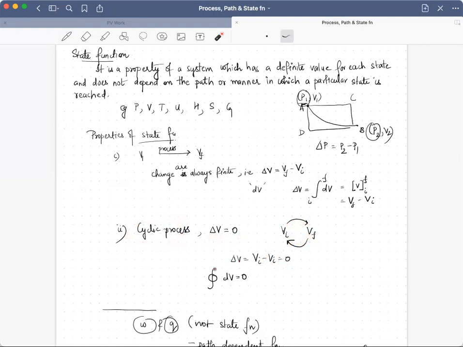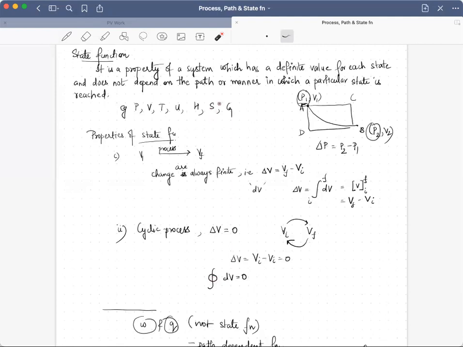In integration, we represent the cyclic process simply as an integration with a circle symbol. If you are talking about a cyclic process, you simply write the integration circle with the state function. Here we are using volume as the state function, but you can have any other, like pressure also. Any state function, when you do the integration over a cyclic process, its value would always come out to be 0. So these are the two important properties that you should keep in mind. First important thing is it is not dependent upon path.